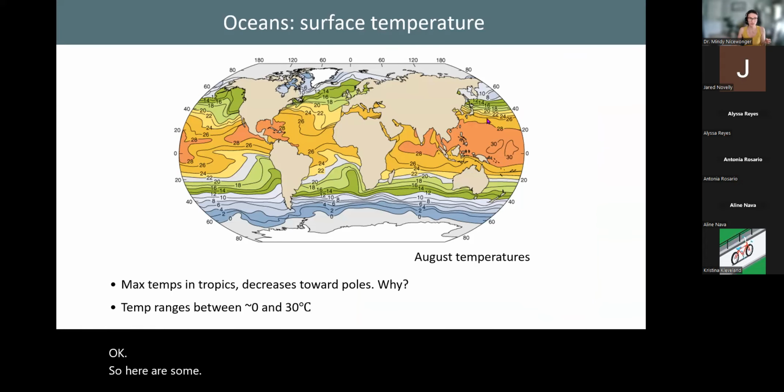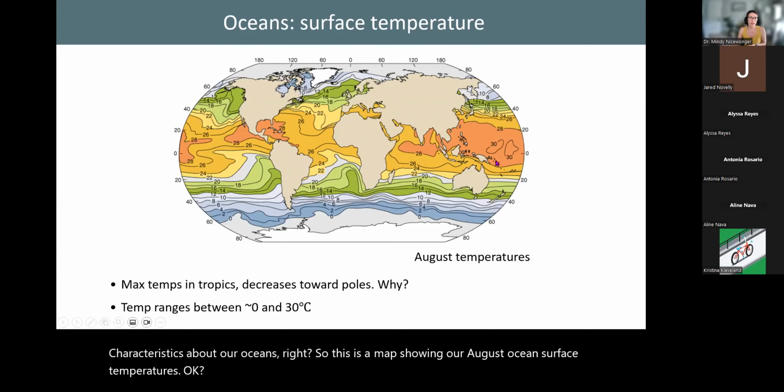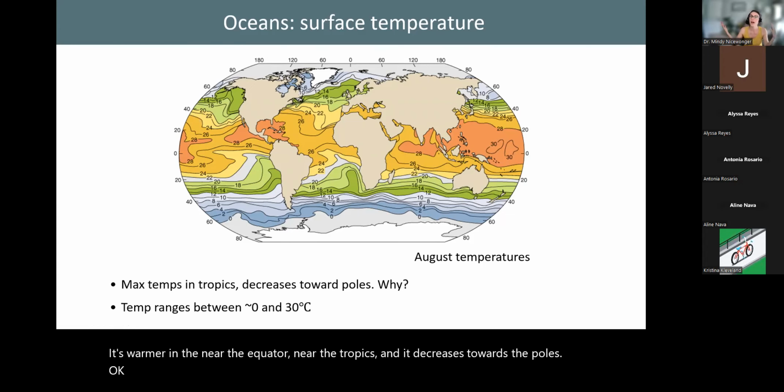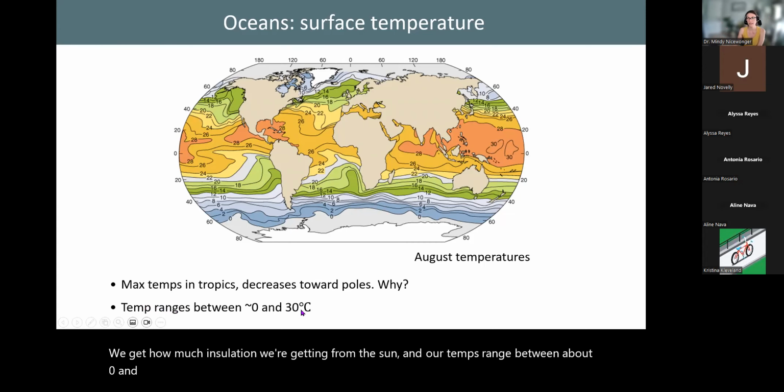Okay? So here are some characteristics about our oceans, right? So this is a map showing our August ocean surface temperatures. Okay? Now, it's warmer near the equator, near the tropics, and it decreases towards the poles. Okay, obviously because of our seasonal influence, right? How much heat we get, how much insolation we're getting from the sun. And our temps range between about 0 and 30 degrees Celsius.